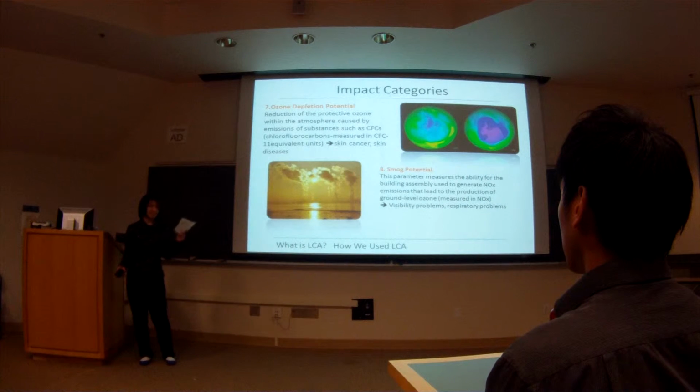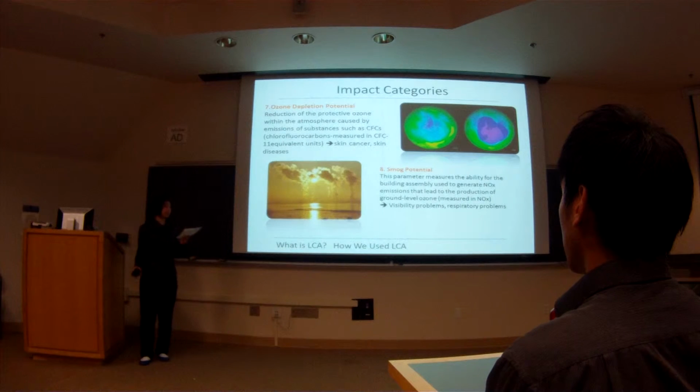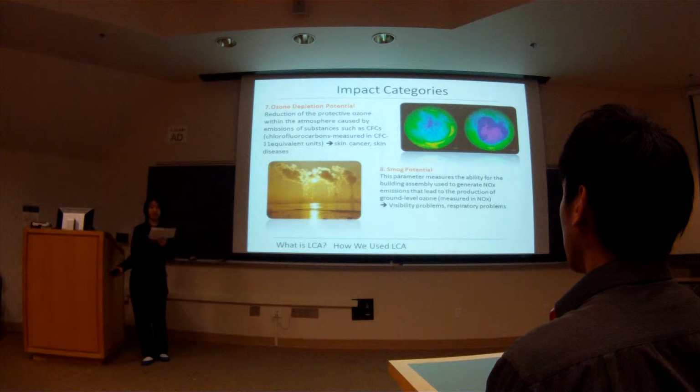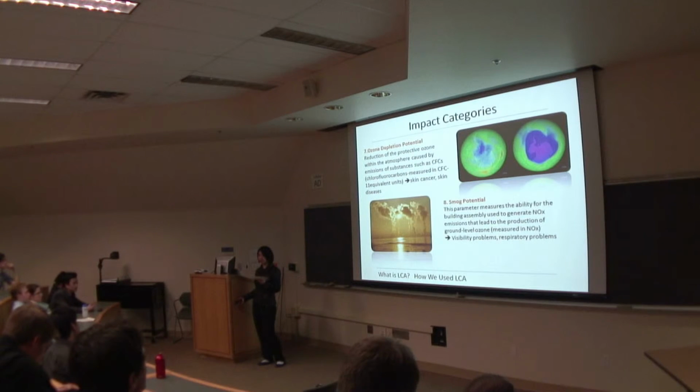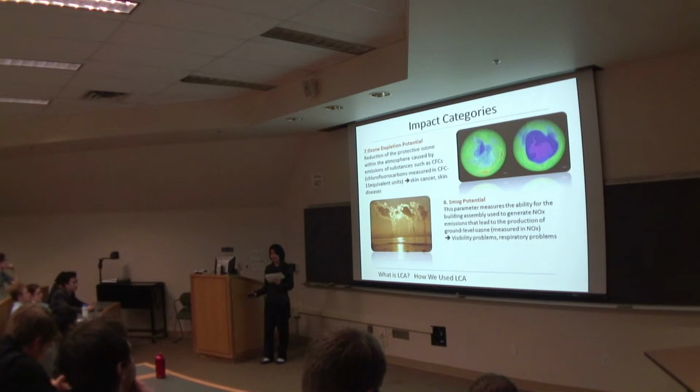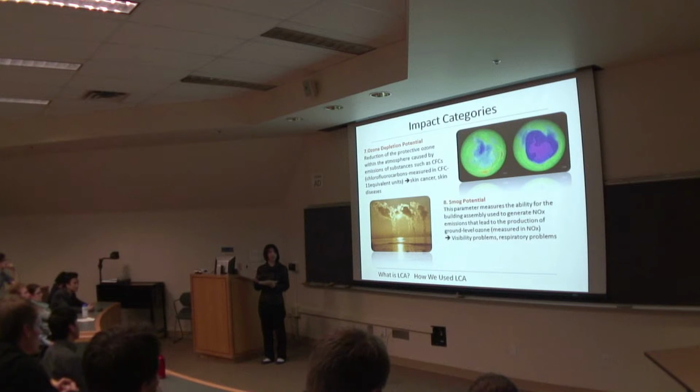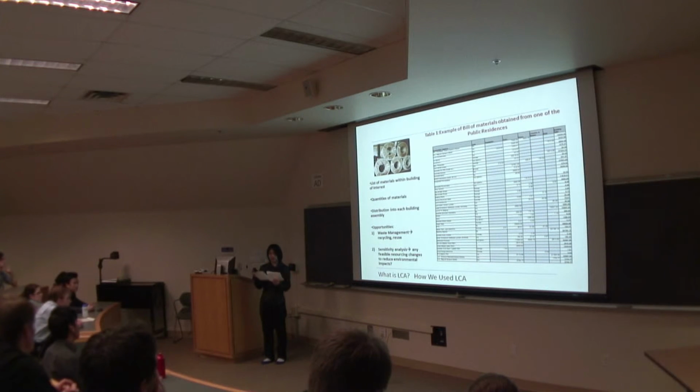And lastly, finally, we have smog potential, which is the ability to generate emissions causing smog, measured in NOx equivalents, which is similar to what we talked about earlier for the CO2 equivalents for global warming. So emissions are often coming from industry and transportation and can lead to respiratory problems as well as reduced visibility. So finally, that's the 8 impact categories we have.